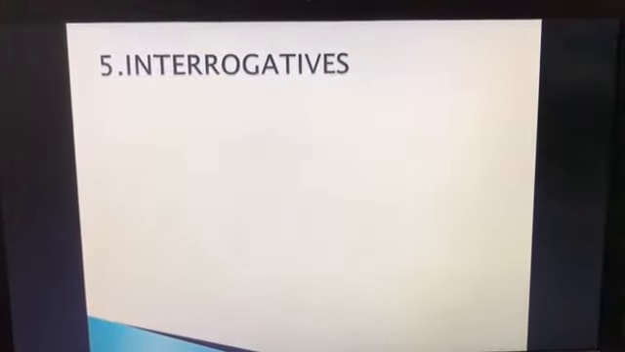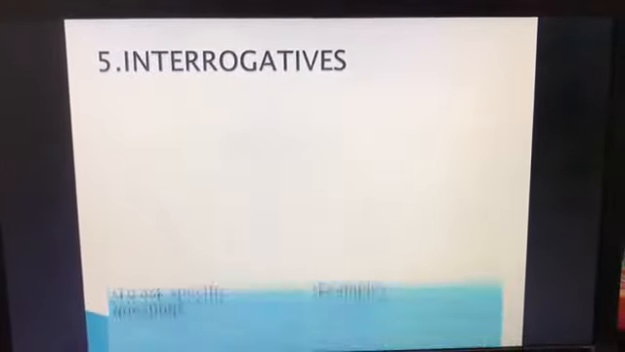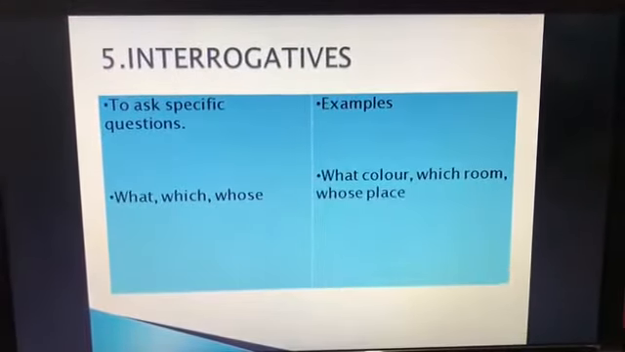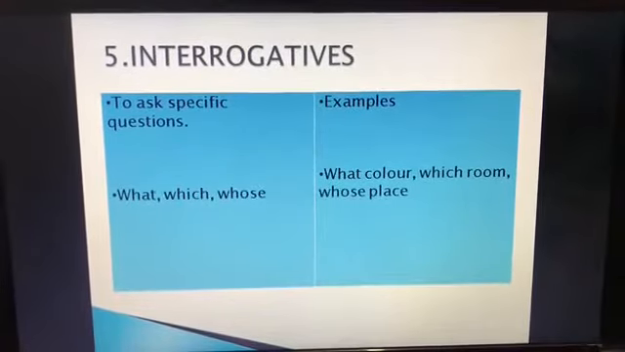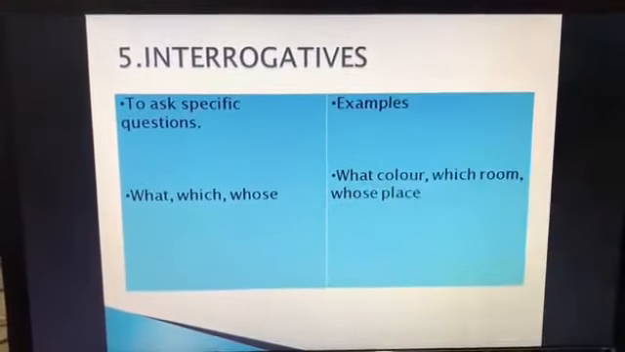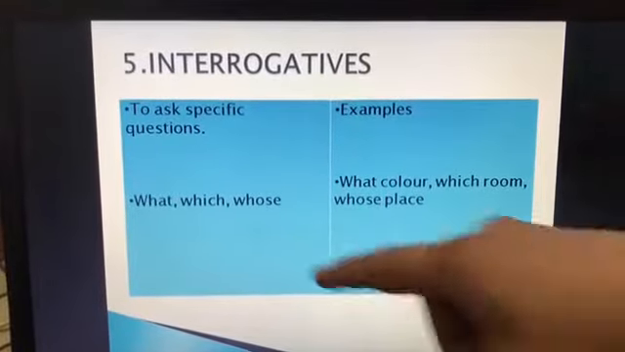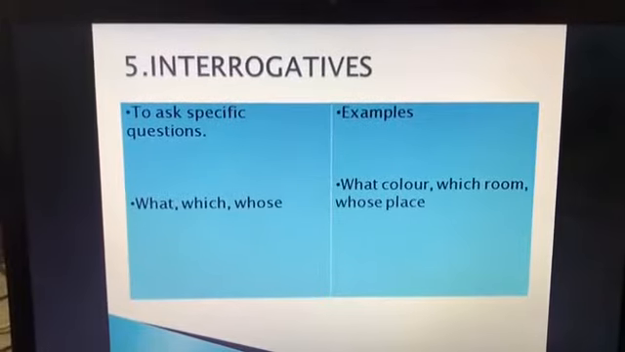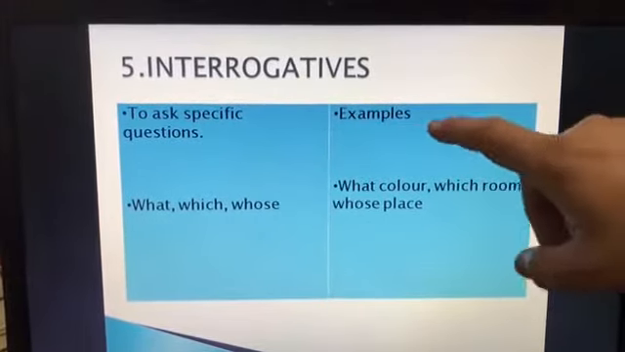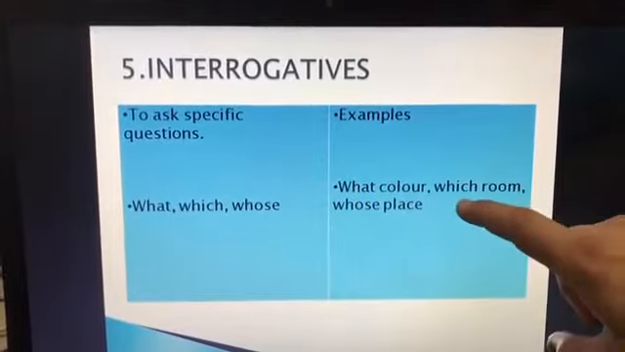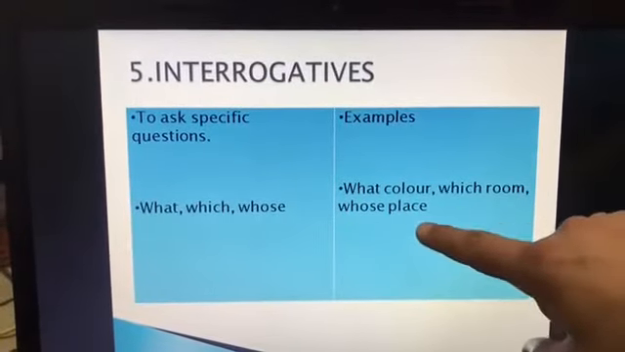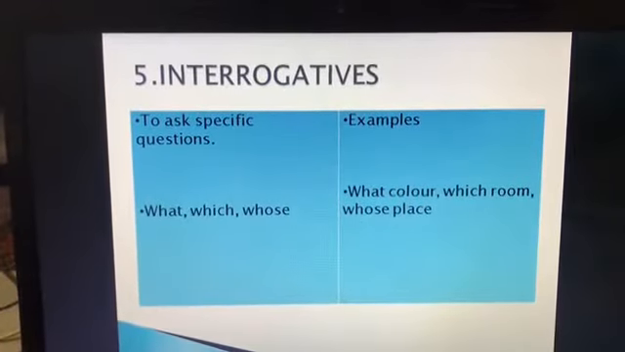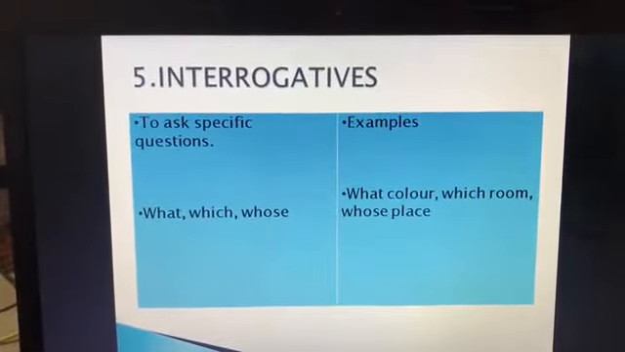Now fifth type of determiner is interrogatives. What are interrogatives? To ask specific questions. When we are asking any question, then it comes interrogatives. Means we are using interrogatives when we are asking specific questions. For example, what, which, whose, where, any interrogative we can use and it comes under determiners. For example, what color, which room, whose place. What, which and whose. These all are interrogatives which comes under heading determiners.